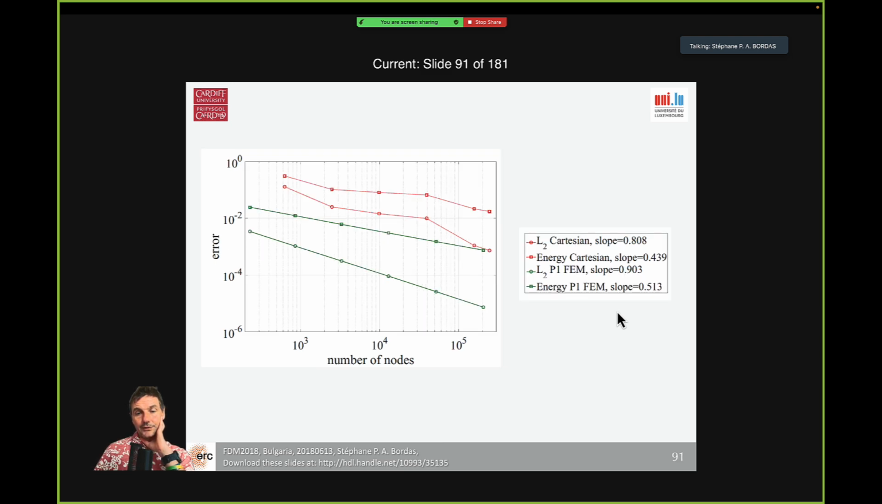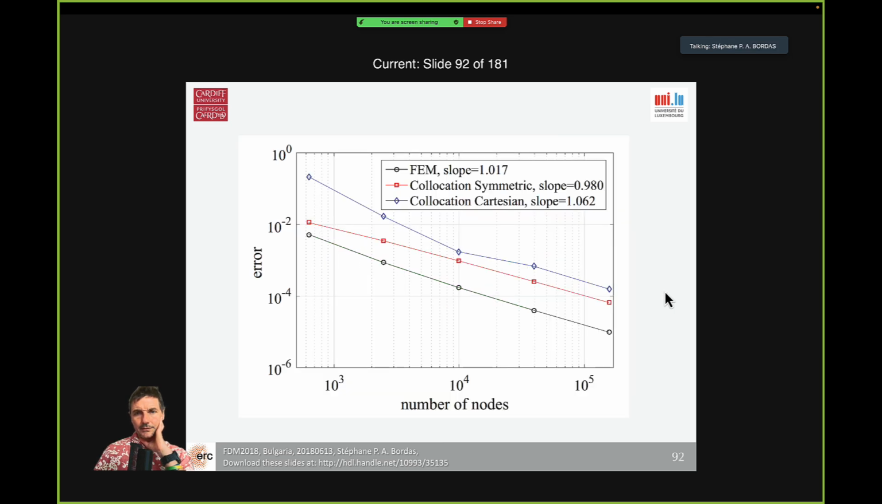Again, if we use different approaches, we see the convergence rate on that curve. Okay. So in terms of number of nodes, we can compete with finite elements. So you see finite elements here, collocation here. So in fact, the slope is a bit smaller, but not much. And for the Cartesian case, we get a higher error, but the slope is approximately the same too.